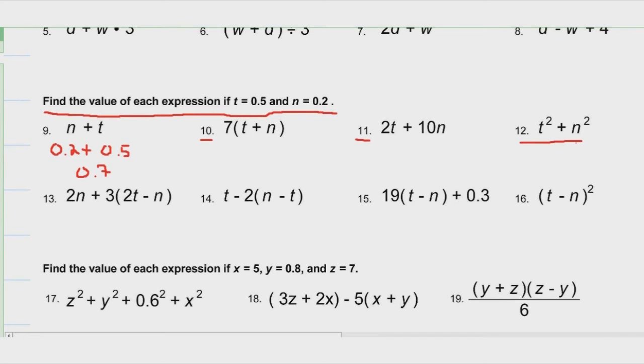I want you to try problems 10 and 11 on your own, and then I'll help you with problem 12, because 12 is starting to talk about exponents. Press pause, do 10 and 11. When you're done with those, press play. We'll go over those, and then we'll do problem 12 really quick. So I'll see you in a few minutes.